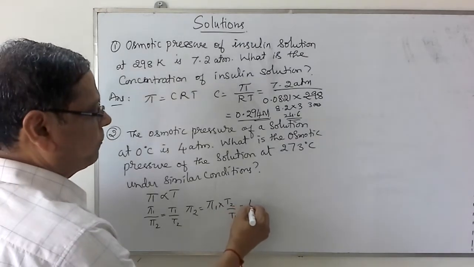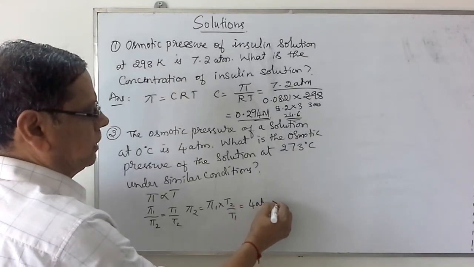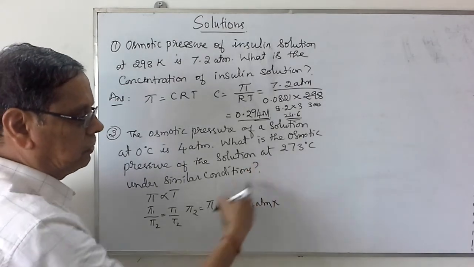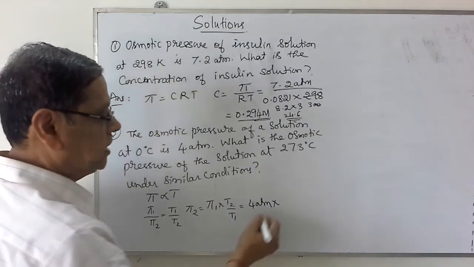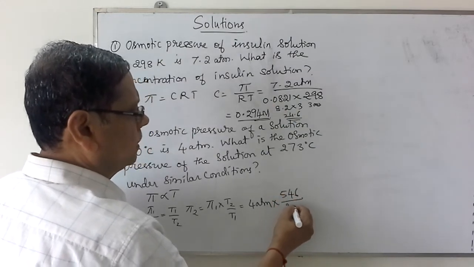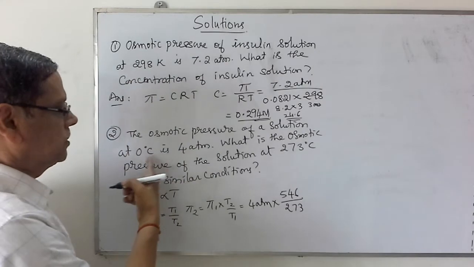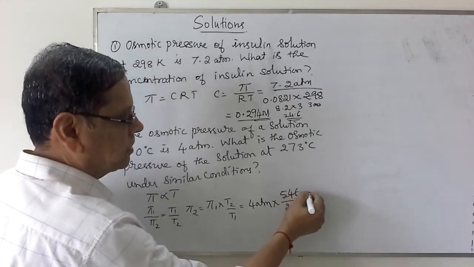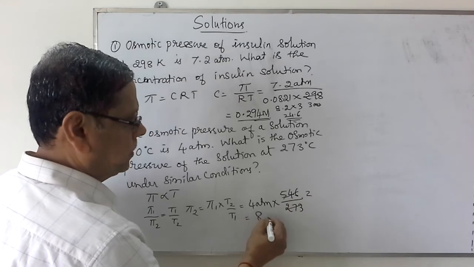Pi 1 is given as 4 atmospheres. T2 is 273 degrees Celsius. You add 273 to convert it to Kelvin. It is 546 divided by 273. 0 degrees Celsius corresponds to 273. Therefore, it is 2 times. Therefore, it is 8 atmosphere.